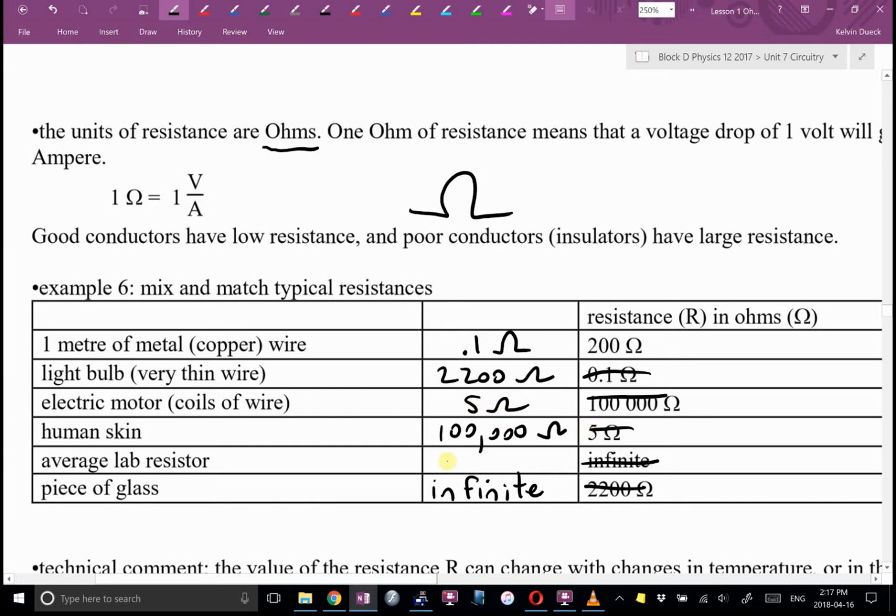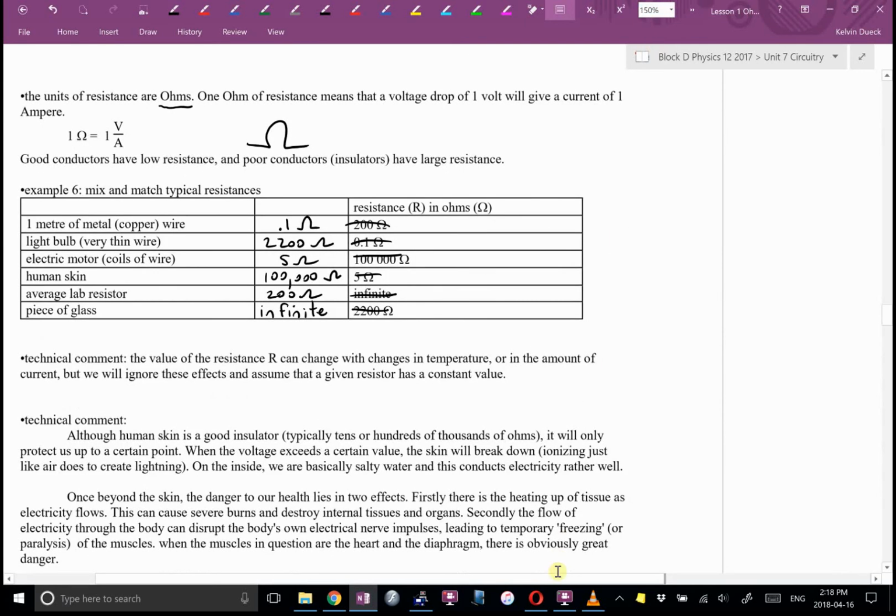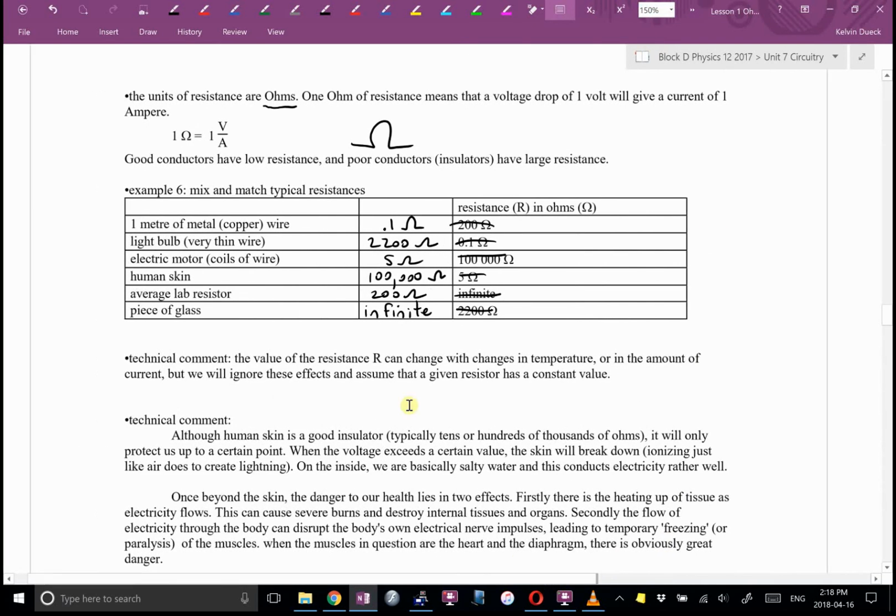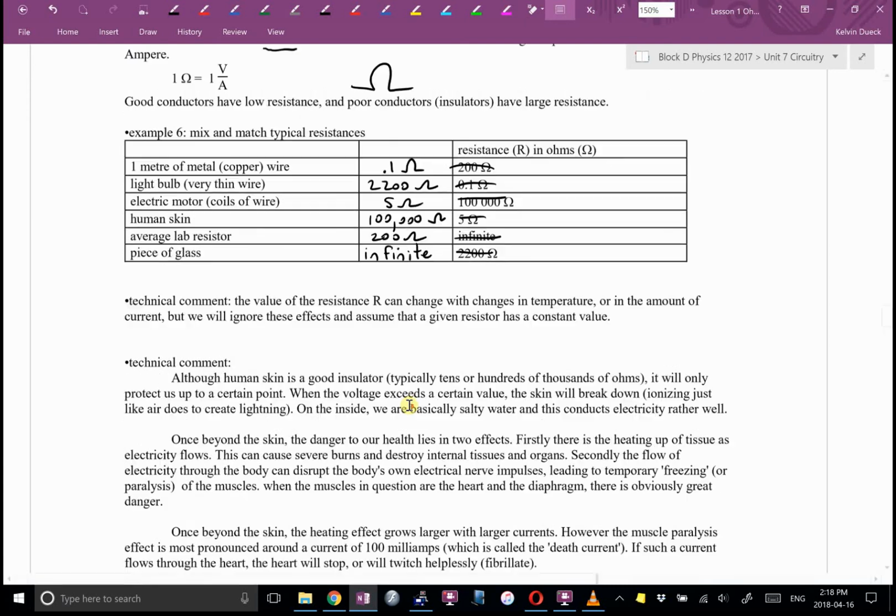A typical electric motor is about 5 ohms. And I have a whole bunch of 200 ohm resistors in a lab, kicking around. I'll show you them some other time. Now, I should be clear if we get technical here: we are going to treat our resistors as constant. In real life, as temperature goes up, resistance changes. It depends on other factors as well. So we're going to ignore these effects and assume that our resistors are constant.